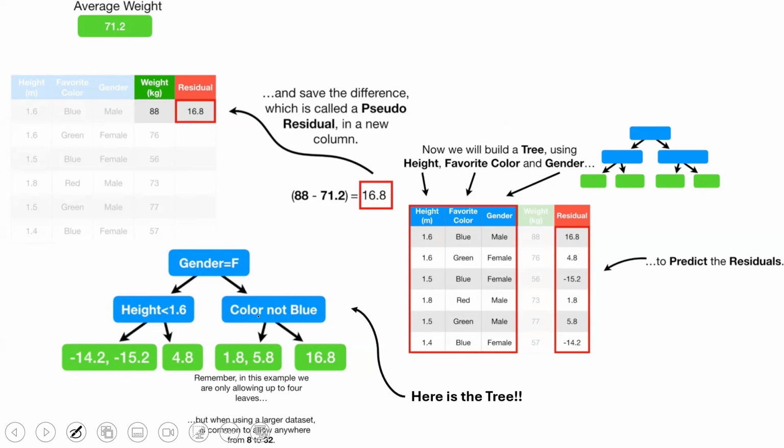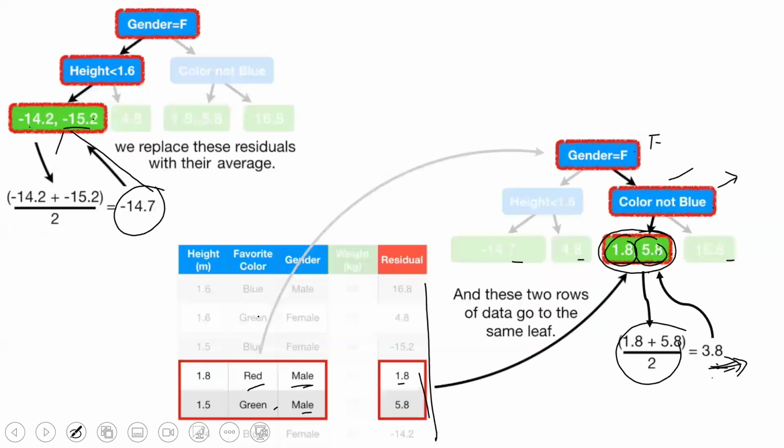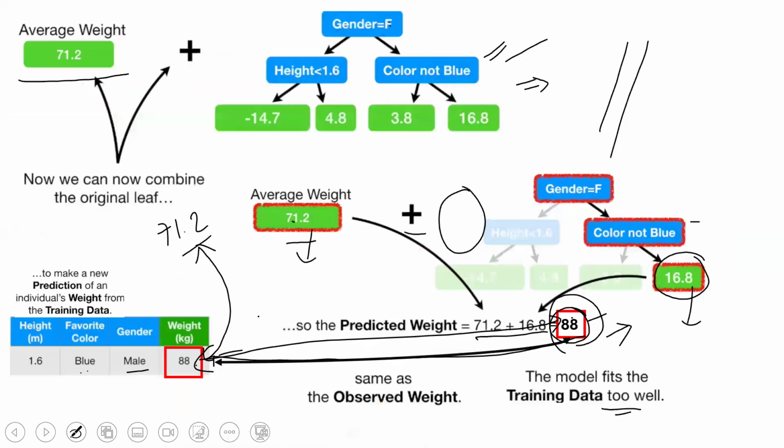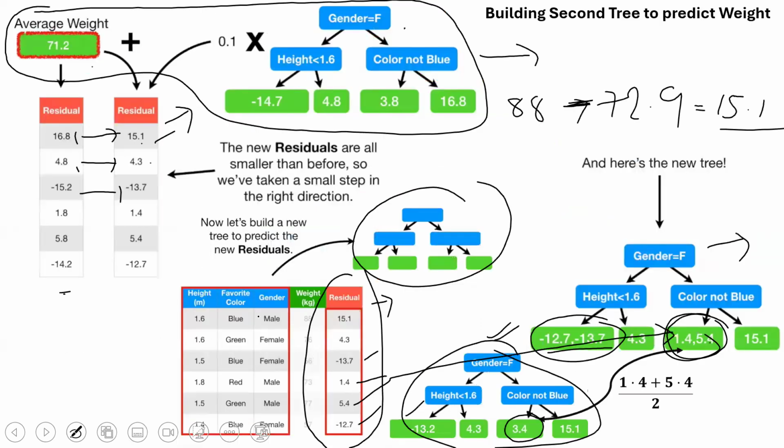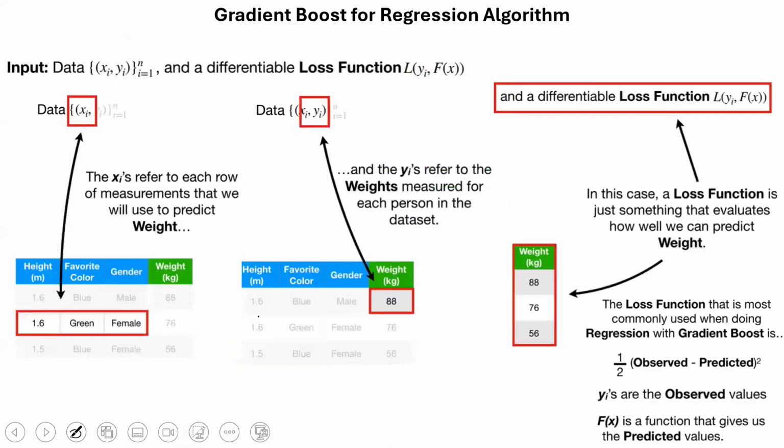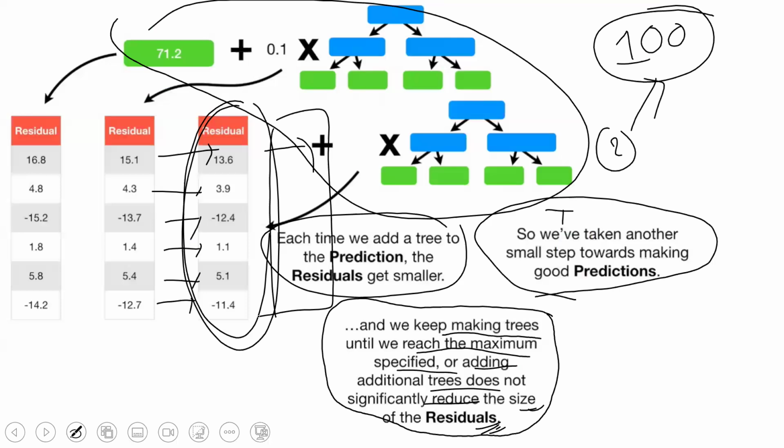So we construct the tree by restricting the number of leaves, and we predict the residuals and construct the new tree. We add a learning rate, and then we again calculate the residuals. At every step the residuals are getting reduced, and we keep on doing this process until we reach the maximum number of trees, or the residuals haven't shown much reduction. Okay, so this is all about gradient boost for regression.